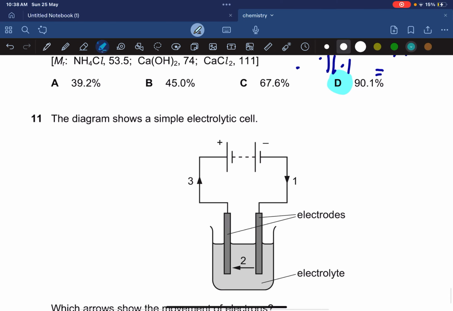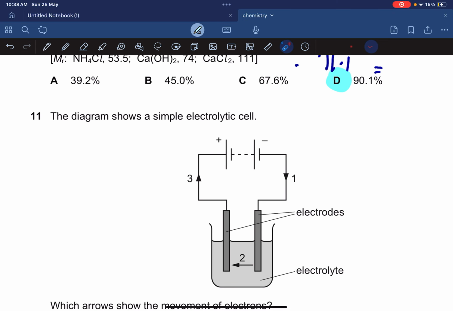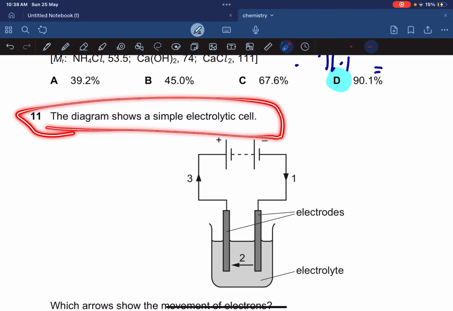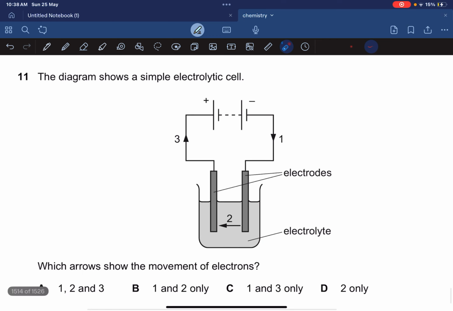Okay, moving on to the next question, which says the diagram shows a simple electrolytic cell. Okay, we have a simple cell and you are given with some numbers 3, 1, 2, okay, these are the electrodes, these are the electrolyte. Which arrow shows the movement of electrons? Okay, that's quite interesting. You should know that you're given with a lot of options as well.